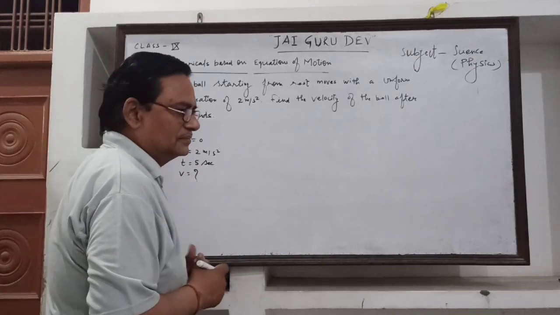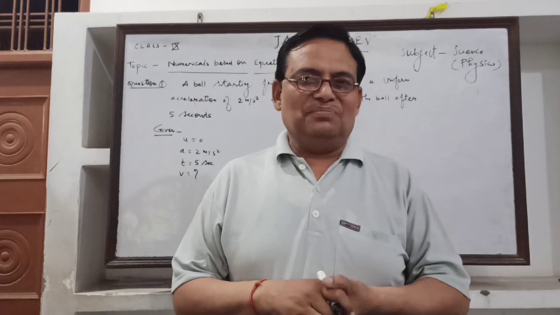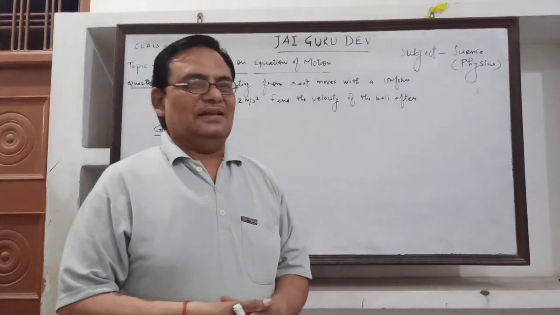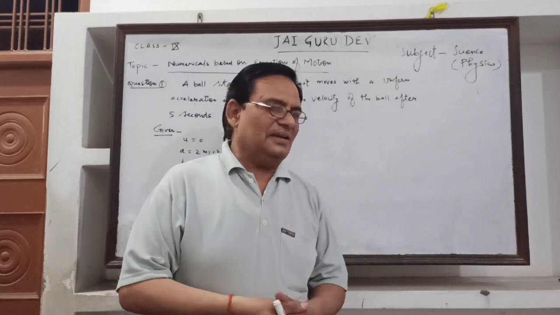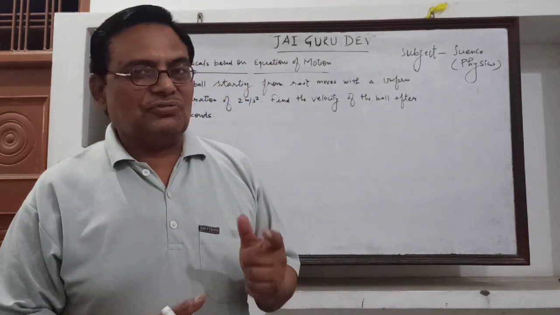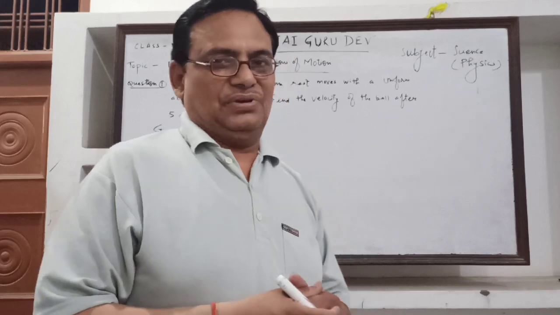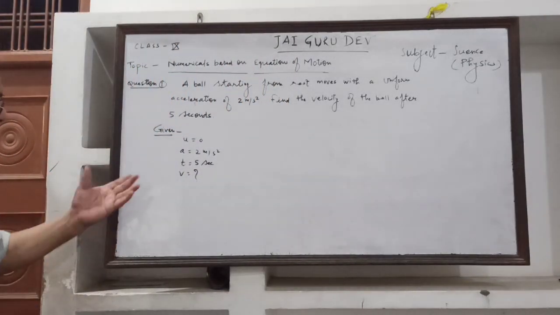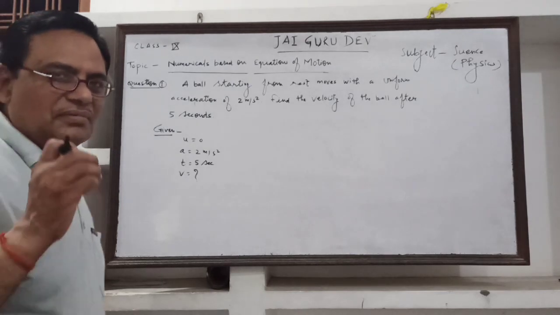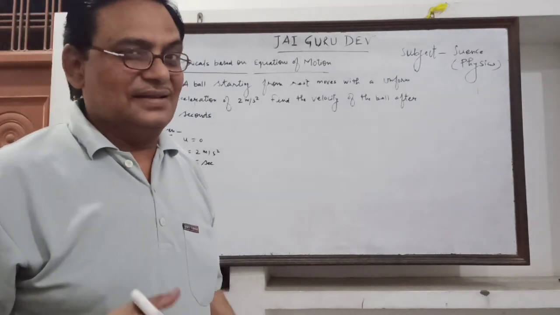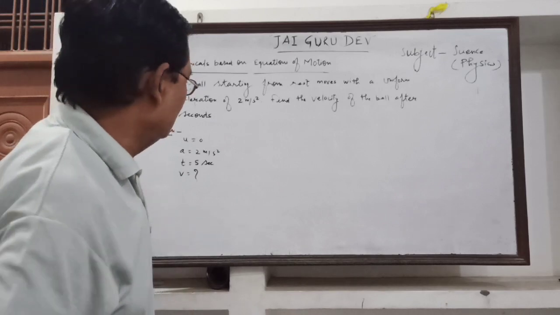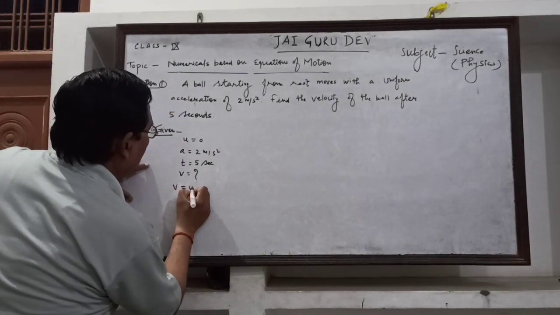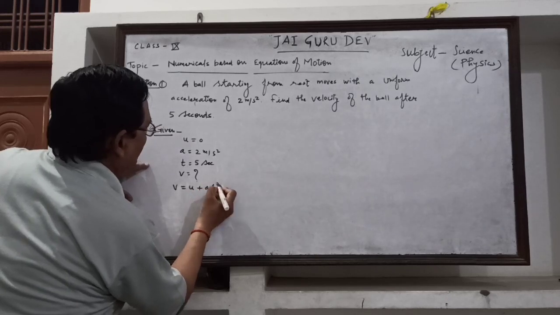Question mark. Let me remind you equation of motion. First, v is equal to u plus at. Second, s is equal to ut plus half at square. And third, v square is equal to u square plus 2as. These are the givens. Very simple. Which equation will you apply? Answer comes: first equation. So we write first equation, v is equal to u plus at.